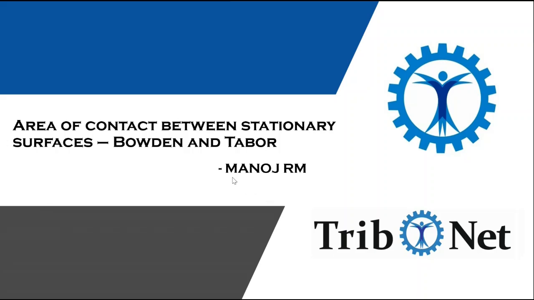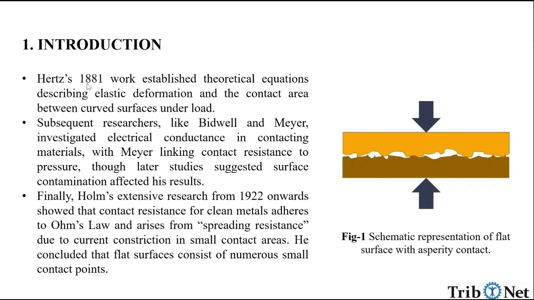My name is Manoj. Today, in this video, let us learn about area of contact between stationary surfaces experimented by Bowden and Tabor. Hertz, in 1881, worked and established theoretical equations describing elastic deformation and the contact area between curved surfaces under load. The subsequent researchers like Bidwell and Mayer investigated electrical conductance in the contacting materials, with Mayer linking the contact resistance to pressure, though later studies suggested surface contamination affected his results.